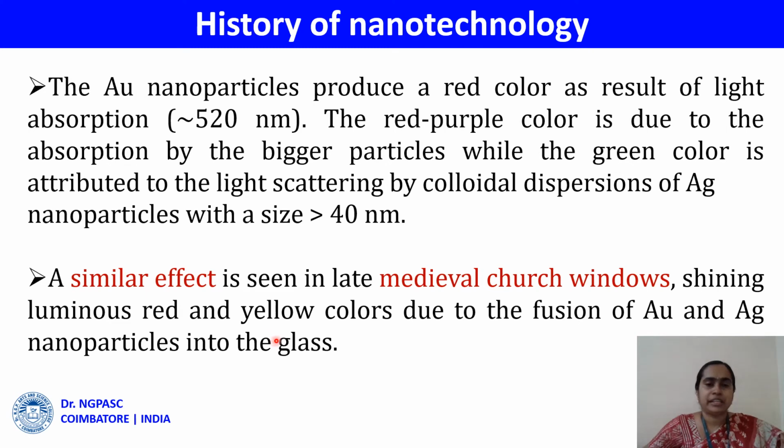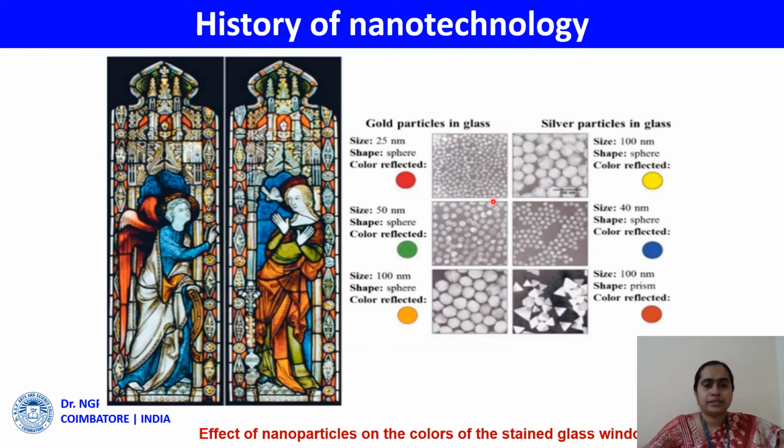So a similar effect can be viewed in the medieval church windows, where you can have luminous red and yellow colors due to the fusion of silver and gold nanoparticles in the glass. And here is the picture of the effect of nanoparticles on the colors of the stained glass windows. So these are the windows you can see in the medieval church.